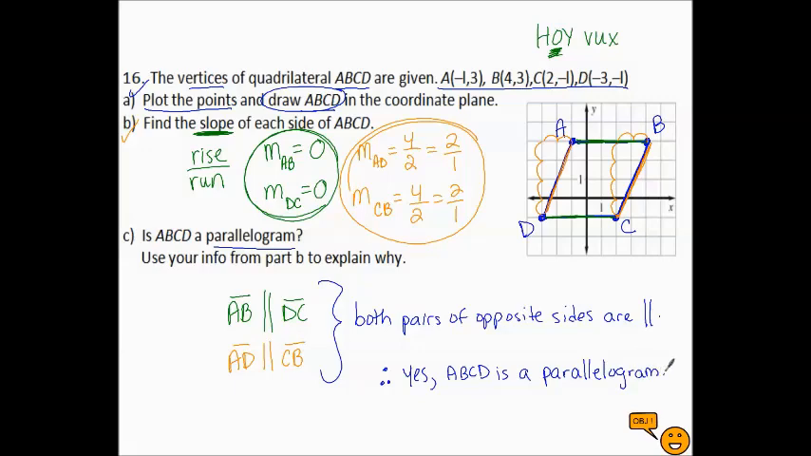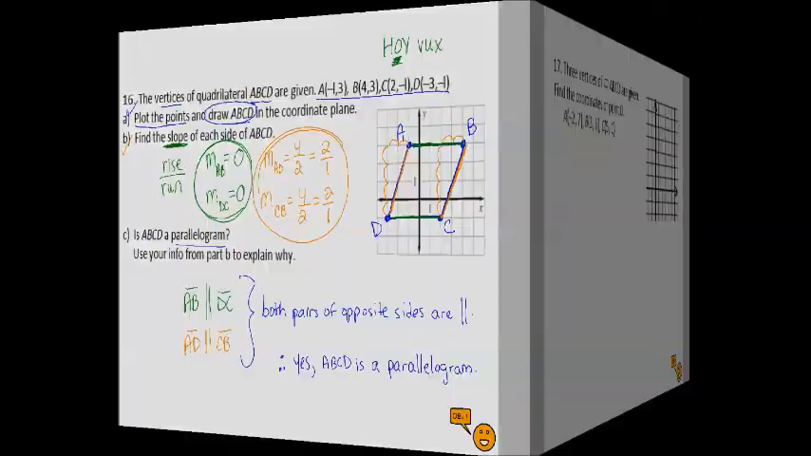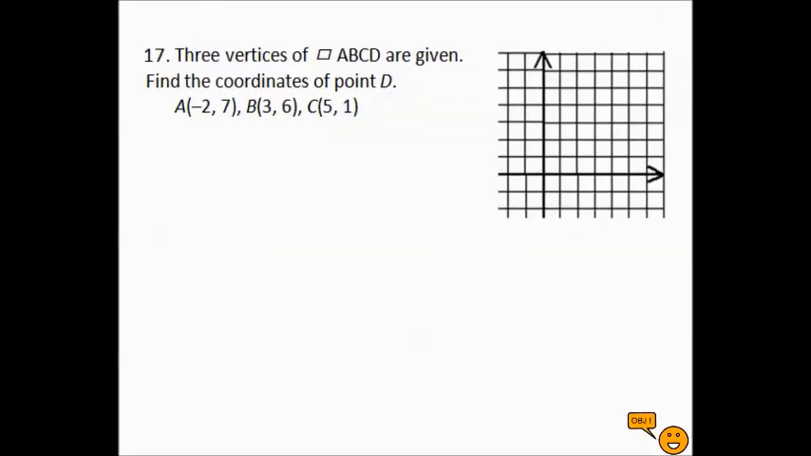Let's try a similar example, but this time we are looking to find the fourth coordinate. Three vertices of parallelogram ABCD, that tells us it's a parallelogram, are given. Find the coordinates of point D. So we're going to plot the first 3 points. A is (-2, 1). B is (3, 6). C is (5, 1).